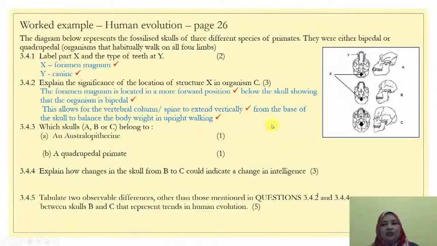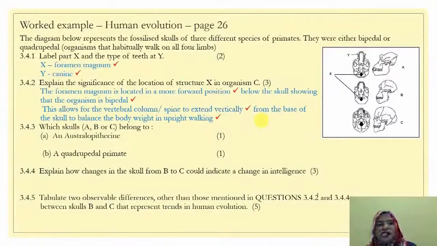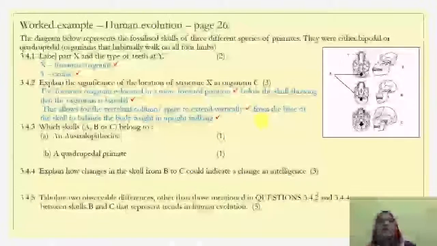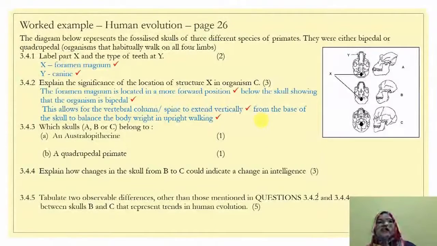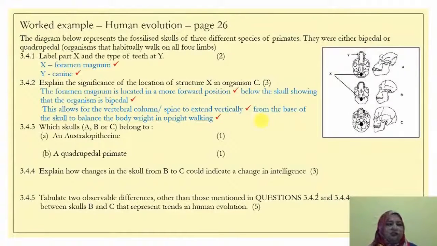So, you normally lose out that one little mark because you've not fully or completely answered the question. It says explain the significance, right? So what is the significance? That the forward position allows for bipedalism, yes. Why does it allow for bipedalism? Because it allows the vertebral column or spine to extend vertically from the base of the skull, which allows the balance of the body weight in an upright walking position. Be very mindful that you've answered it as fully as possible.